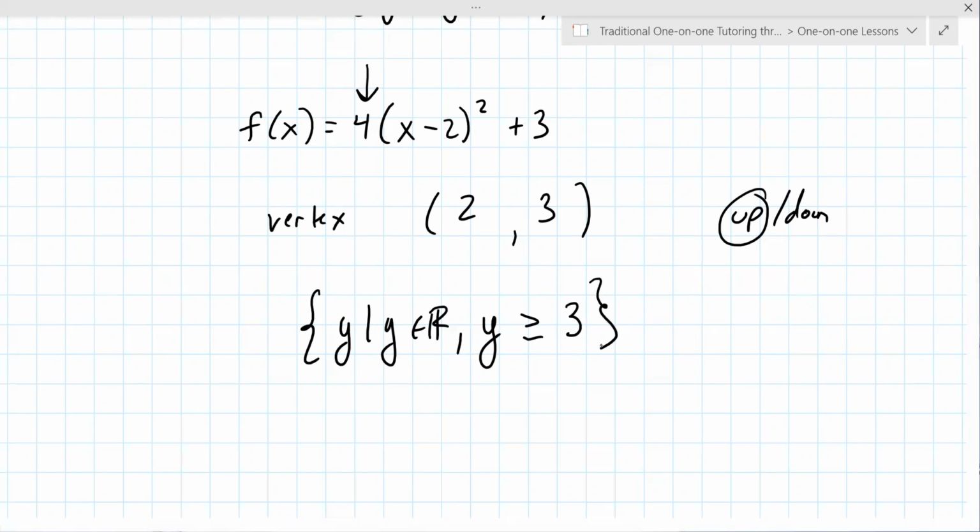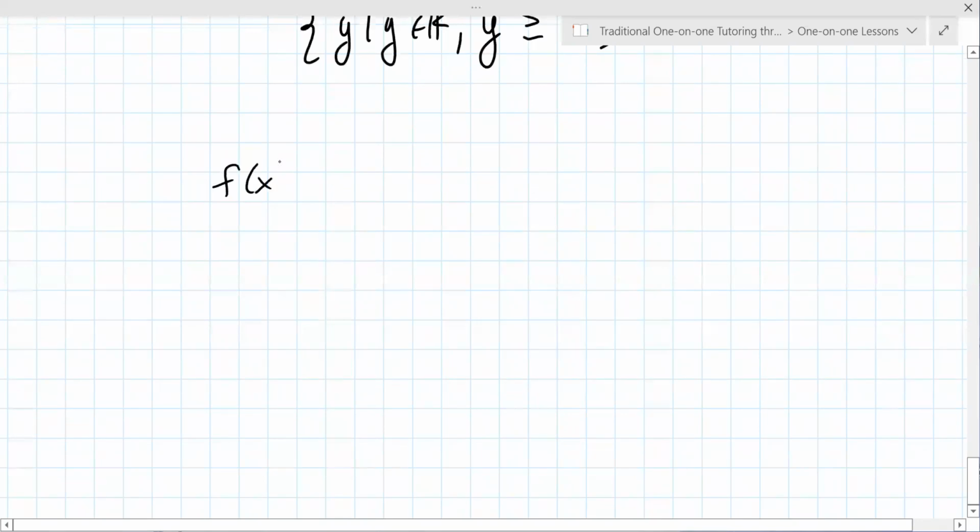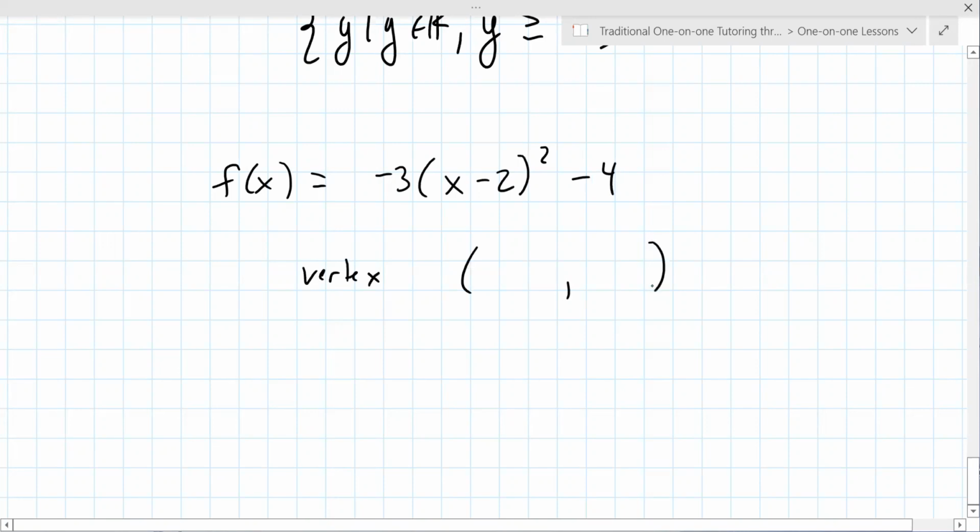So if you want to get this down real quick, we'll do the other example, which is if it opens down, and that'll take us right to the end of our lesson for today. All right, let's say I give you another function here: f of x equals minus 3(x minus 2) squared minus 4. First thing you have to be able to determine is the vertex. The vertex is 2 and negative 4. Yeah, 2 and negative 4. This one opens down because of this minus out in front.